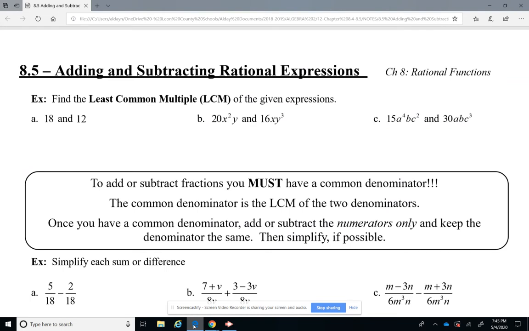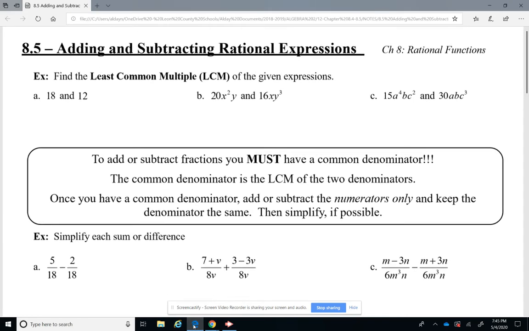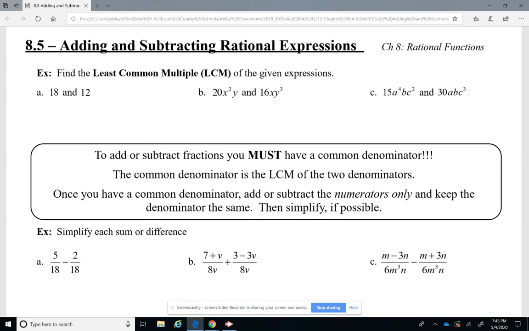It is Friday, May 8th, and this is your second to last new lesson. So we're going to get started. This is 8-5. We're going to do part A today, and then we'll do part B on Monday. Okay? All right, so let's get started.